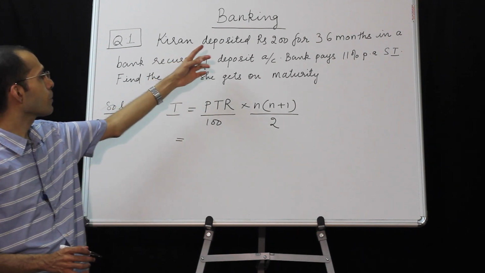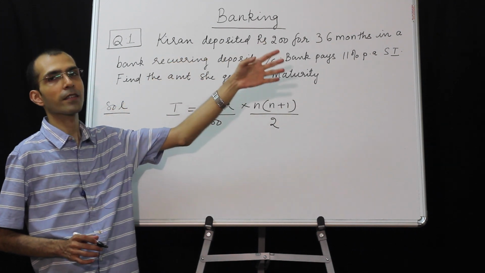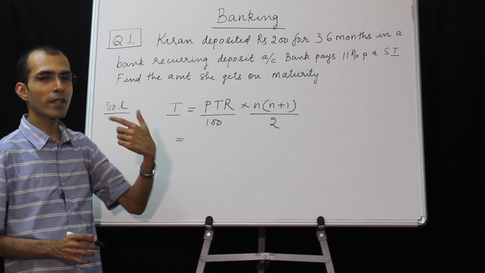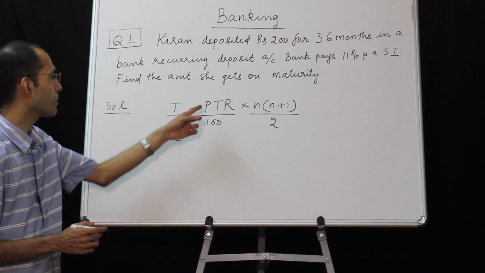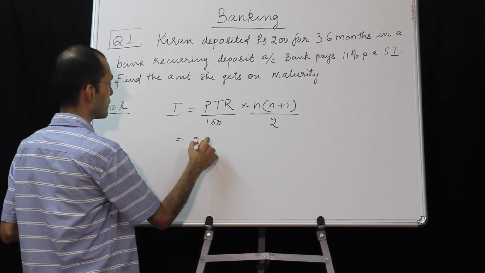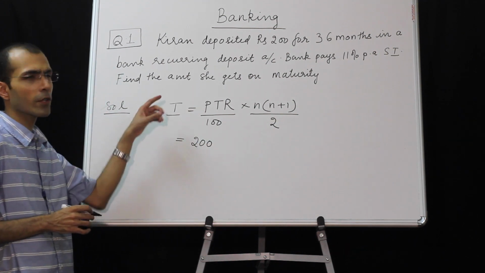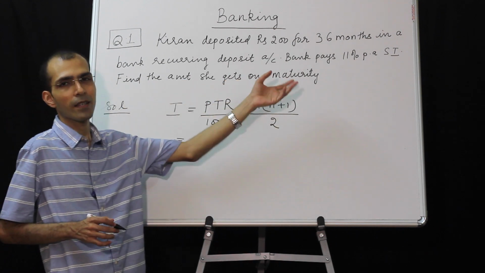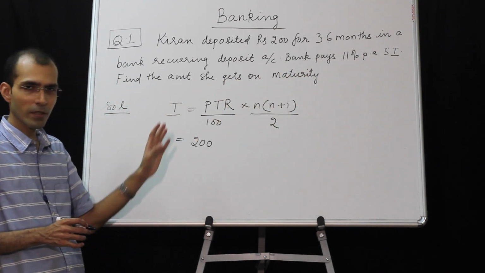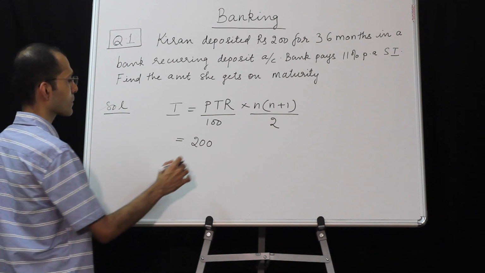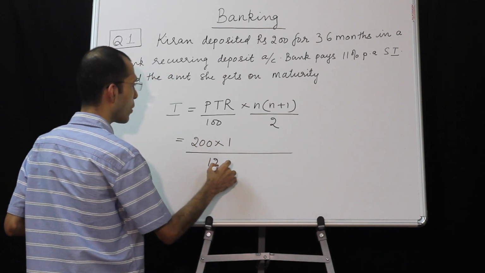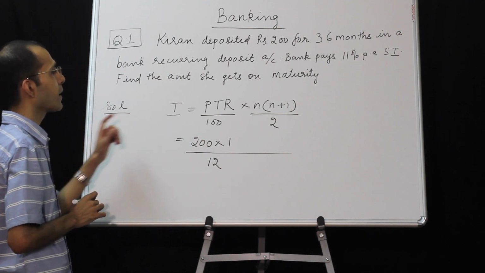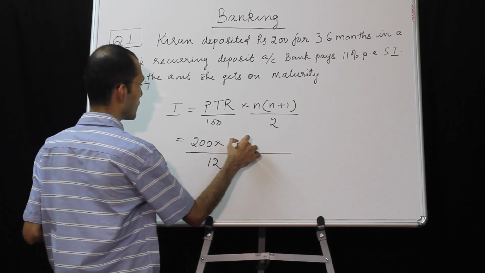Kiran deposited rupees 200 for 36 months. So what is your monthly installment? 200. So P is 200. It is not essential for you to write separately P is this and R is this. You can directly show the substitution in the formula. T is 1 upon 12 always. R is 11%.